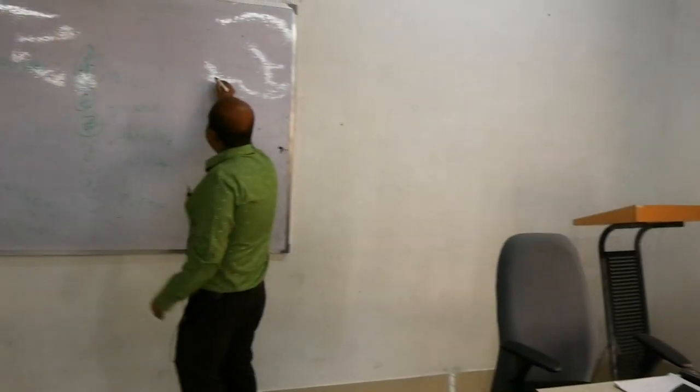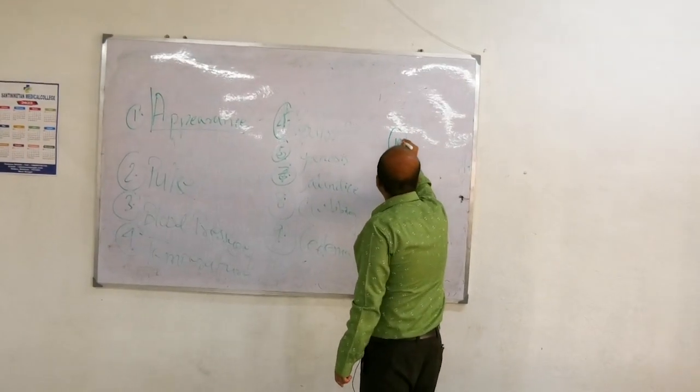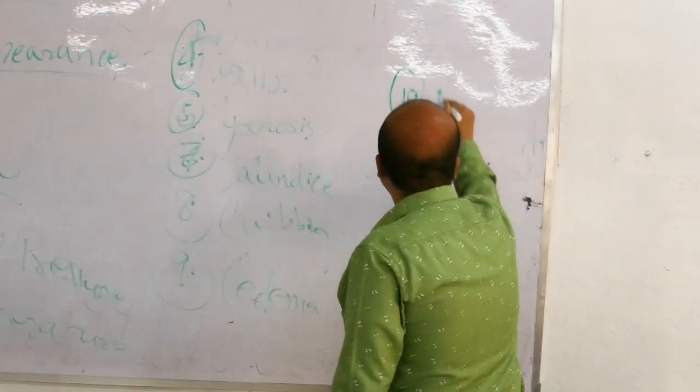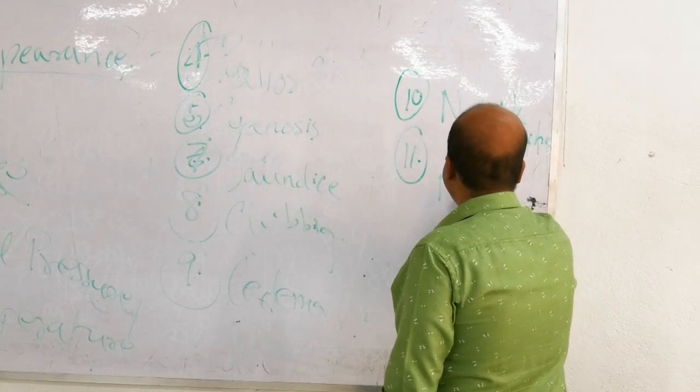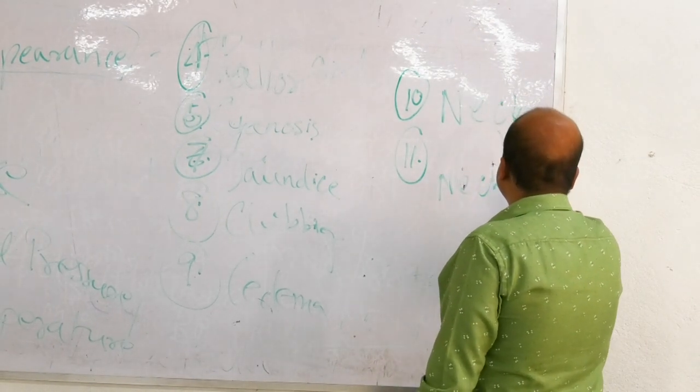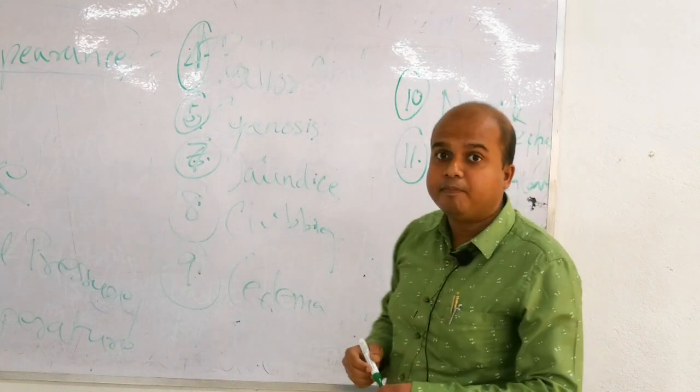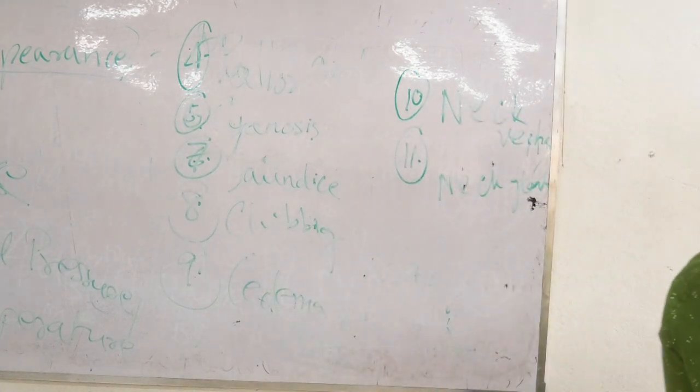And 10 and 11 are neck veins and neck glands. One prominent, important neck vein is the jugular vein. Neck veins and neck glands, okay. After we are done with a bit of theory in CVS, we will learn more of how to see neck veins, that is the jugular vein, the veins present in the neck, examination of neck veins.